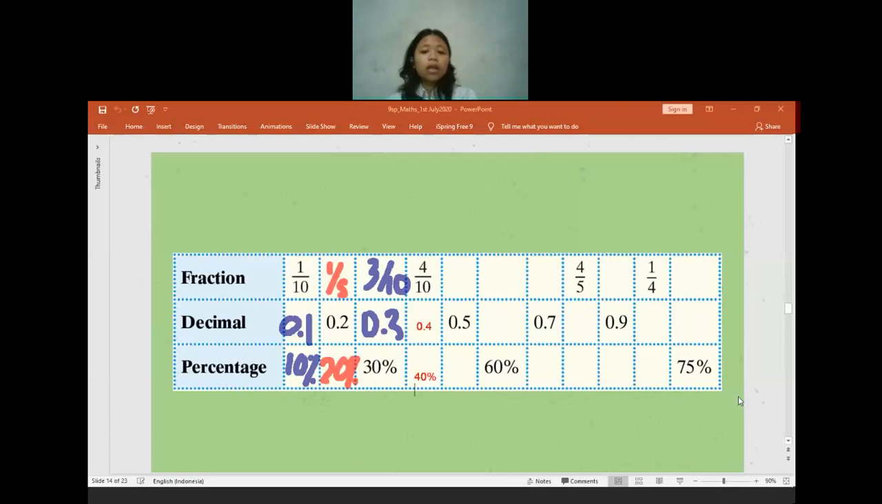Okay, let us. 1 per 2 and 50%. How many? 1 per 2 and? 50%. Okay, good job. Is there anyone confused? No. Okay. If you have no difficulties, then now what about 60%? 3 per 5. Okay, 3 per 5.